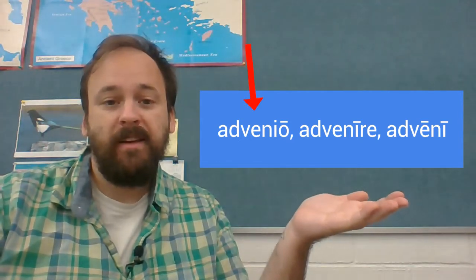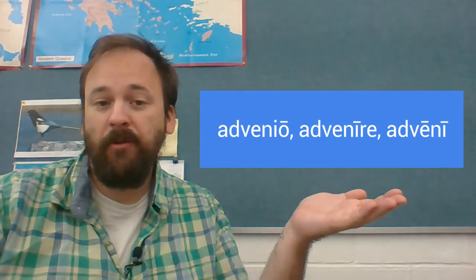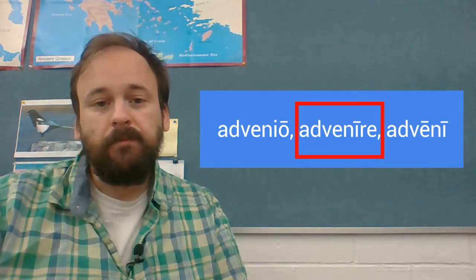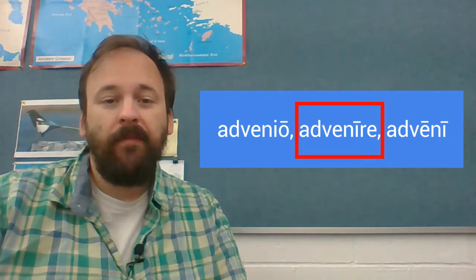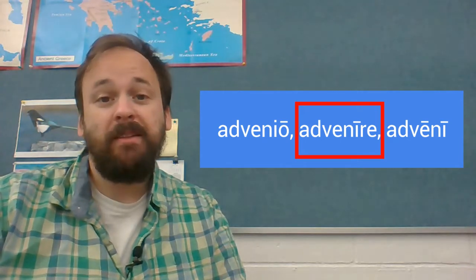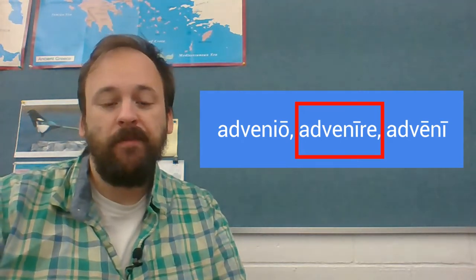The first and the last are somewhat familiar to us, even though they're in the I form now rather than the he, she, it form. But this thing in the middle is something special. It's called an infinitive. An infinitive is the action of a verb in its most basic form. It's not tied to a person, it's just the action. I'll give you some examples.